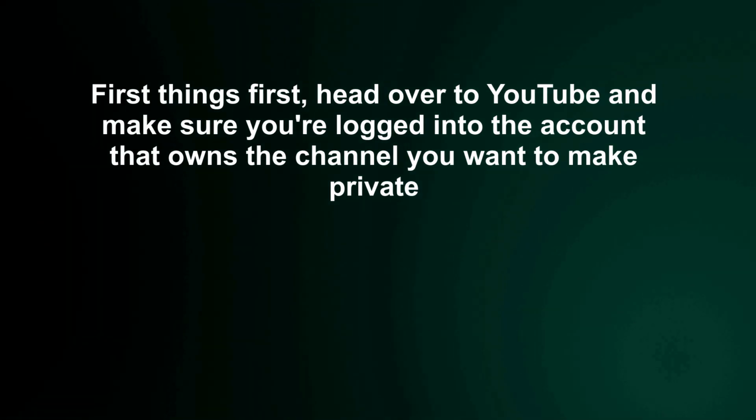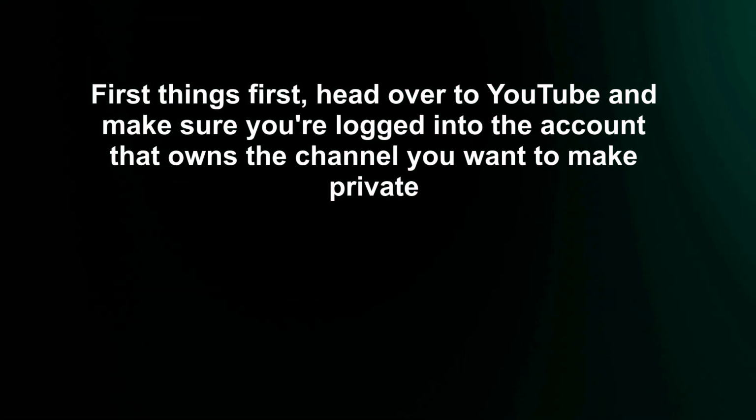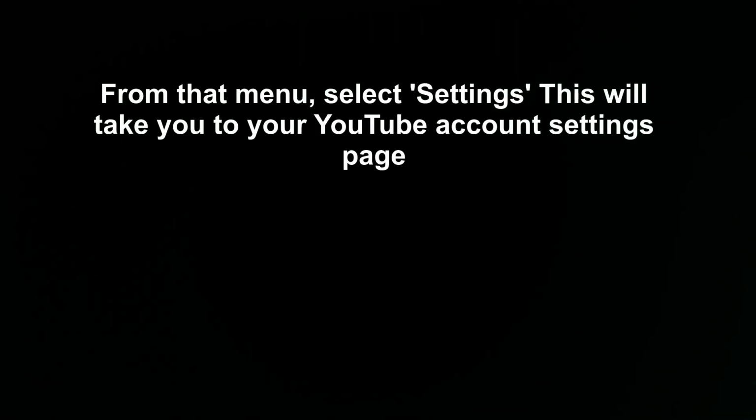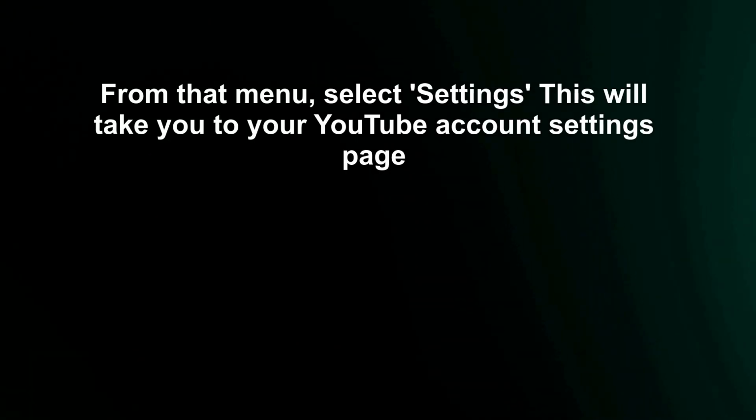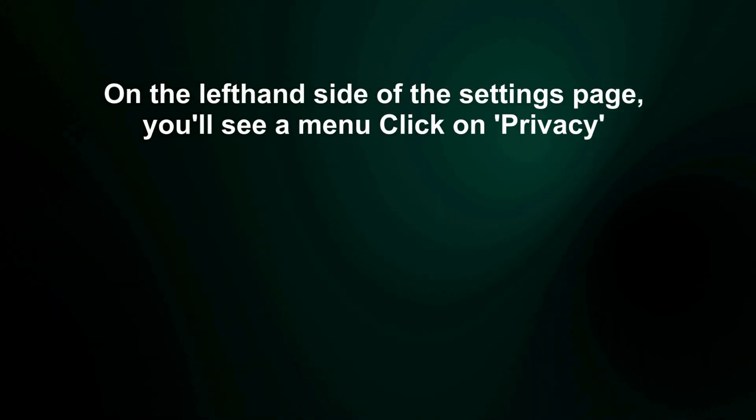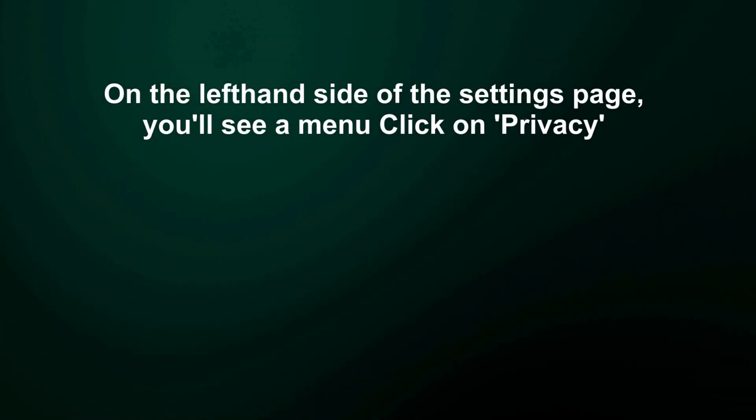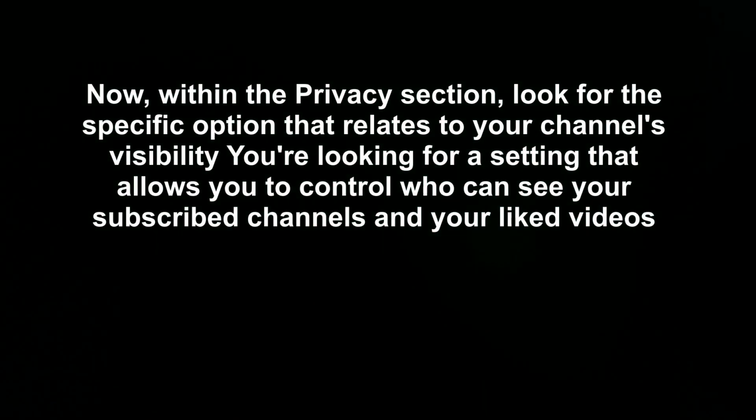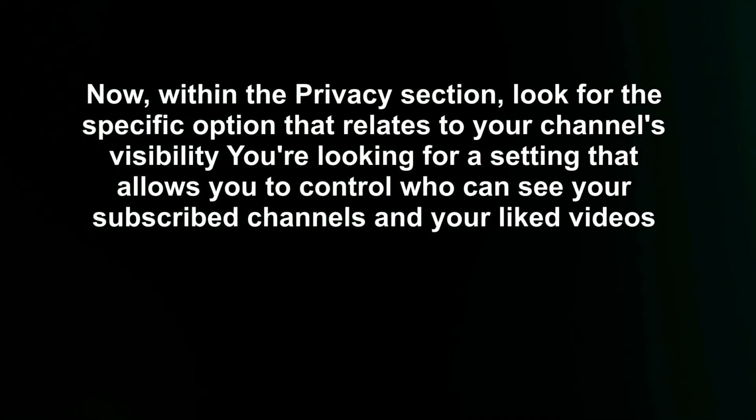First things first, head over to YouTube and make sure you're logged into the account that owns the channel you want to make private. From that menu, select Settings. This will take you to your YouTube account settings page. On the left-hand side of the settings page, you'll see a menu. Click on Privacy. Now, within the Privacy section, look for the specific option that relates to your channel's visibility.